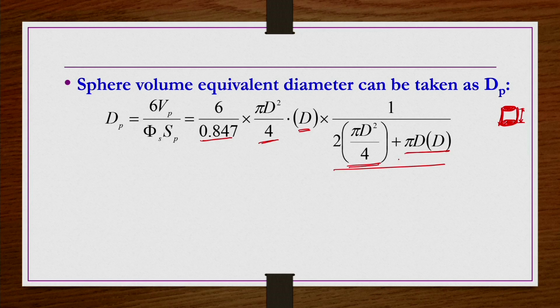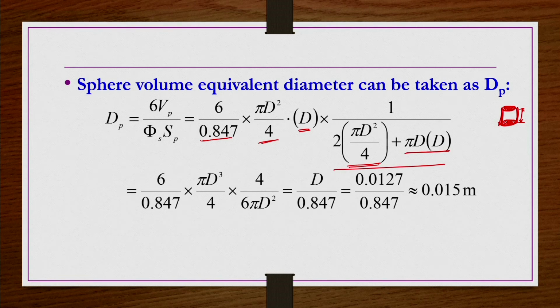This we have done previously, but still we are doing it once again. So, when we substitute pi d cube by 4 as the volume of the short cylindrical particle, and 6 pi d square as the surface area of a small cylindrical particle, then substitute the d values here, we get 0.015 meters as the sphere volume equivalent diameter, or 15 mm is the dp here.